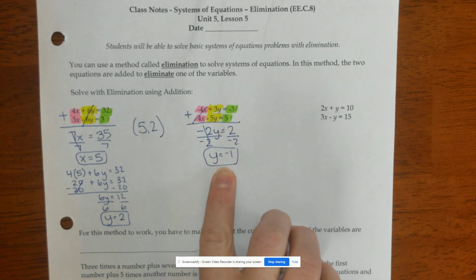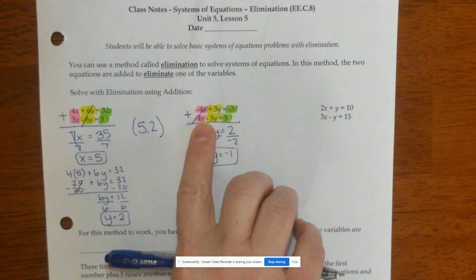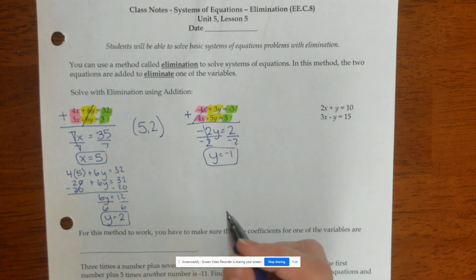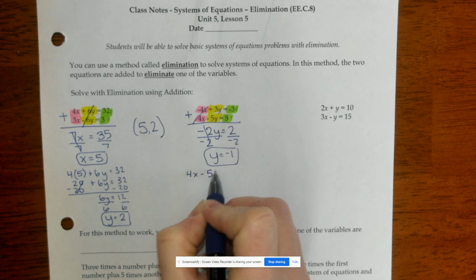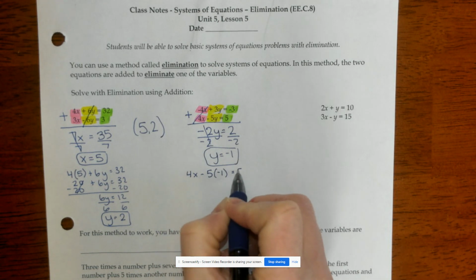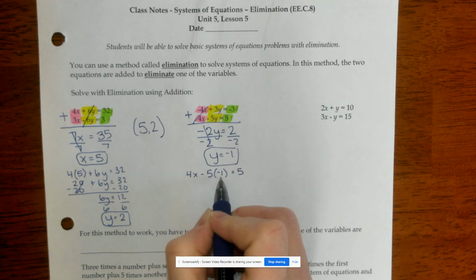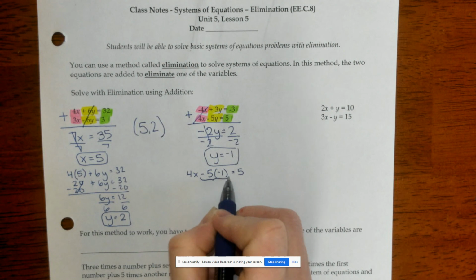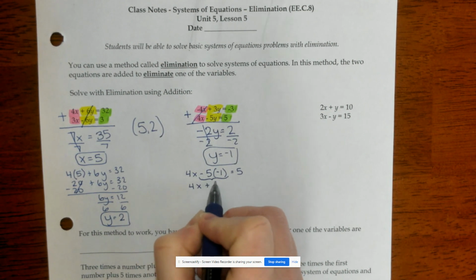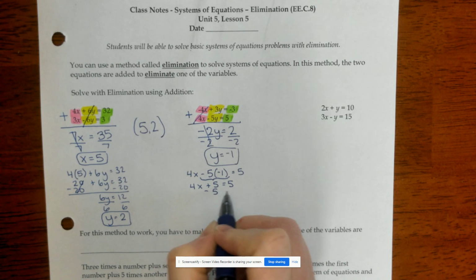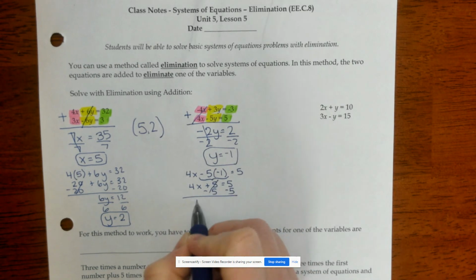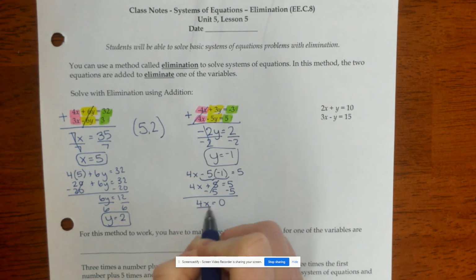Now, I'm going to pick the second one because the 4x is positive. It actually doesn't matter which one you use. So I'm going to have 4x minus 5 times negative 1 equals 5. Now, this is the only thing that might hang you up. It's a negative 5 times a negative 1. So 4x plus 5 equals 5. I'm going to subtract 5 from both sides, because it was a plus 5.